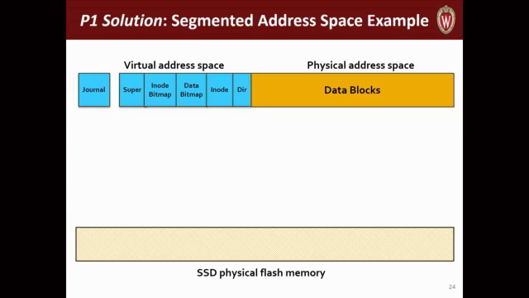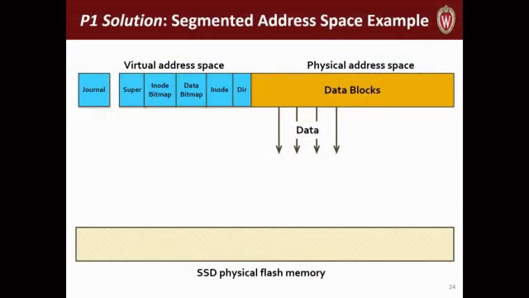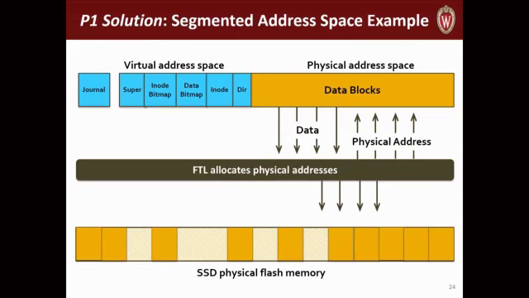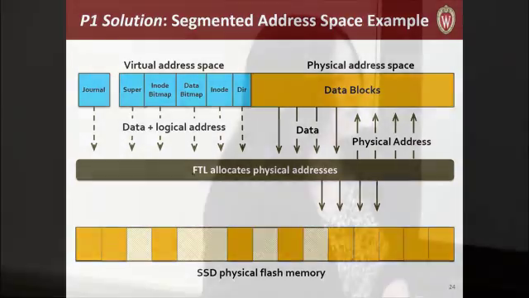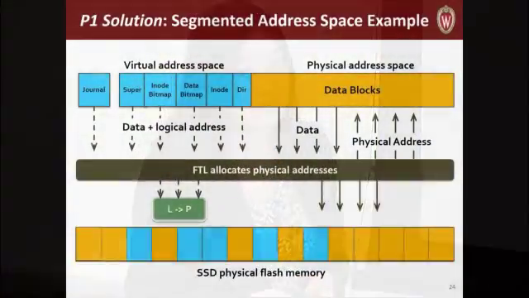And now let me explain how the segmented address space works. We map all data blocks, which is the majority of the file system, to the physical address space, and all the metadata to the virtual address space. So for the physical address space, we send only data to the device. The device allocates physical addresses for them, and then writes them to their physical locations. After that, it returns the physical addresses to the file system, and the file system keeps them. And then for the virtual address space, we send both the data and their logical addresses together to the SSD. The SSD allocates a physical address and keeps a mapping for them, and then writes them to the physical locations.